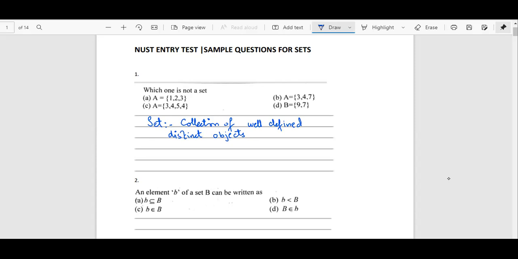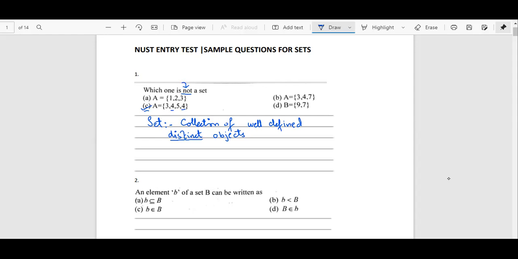Now the question says which one is not a set, right? So in C, we can see that we have four two times. However, we want distinct objects, distinct elements in every set. So all the options other than C have distinct objects. Like in A, we have 1, 2, 3. In B, we have 3, 4, 7. In D, we have 9, 7. Every number is different from the other. But in C, we have two same numbers, that is 4, which means that it is not satisfying the definition of a set, which basically should have distinct objects. So this means that C is the answer because we were supposed to find not.